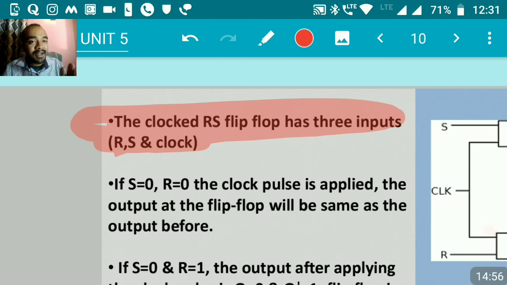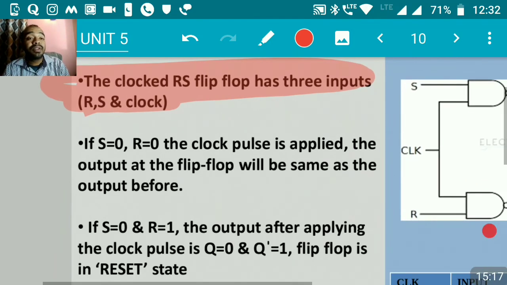Very easy, right? We know that the clocked flip-flop is having three inputs. What are the three inputs that we have? R, S, and clock. That is what I've written over there, right? So next we are going to extend the same answer: the clocked flip-flop has three inputs, R, S, and clock, and is having two outputs, that is Q and Q bar. That is finished.